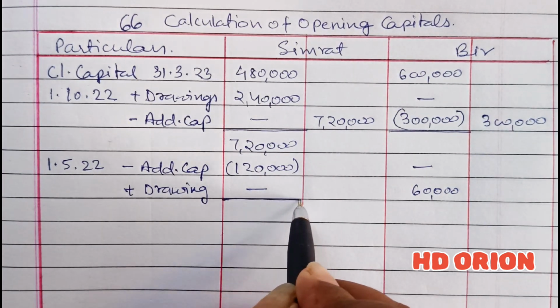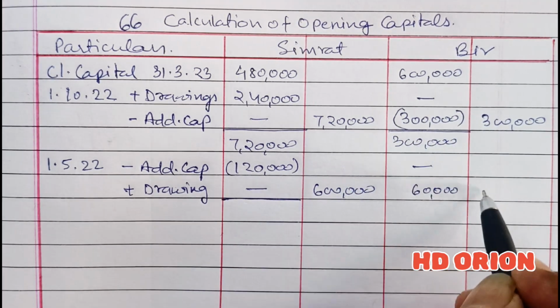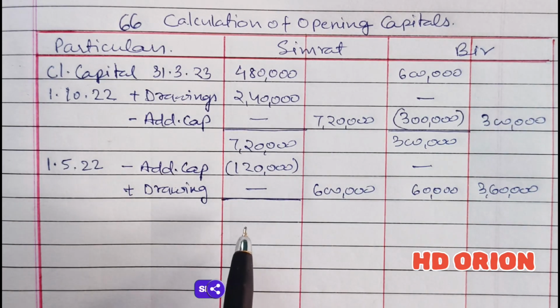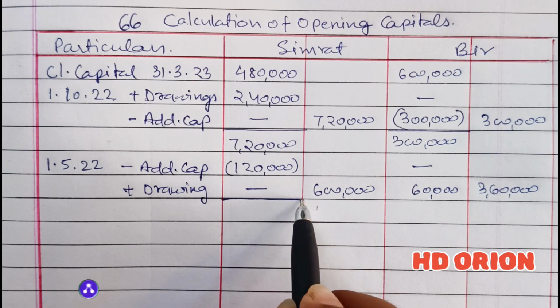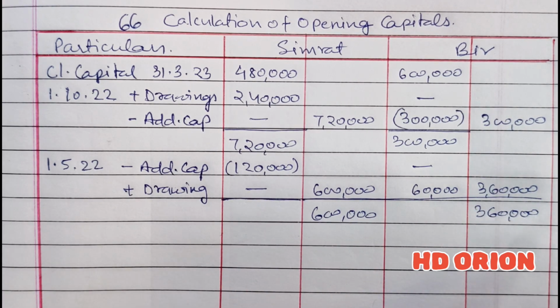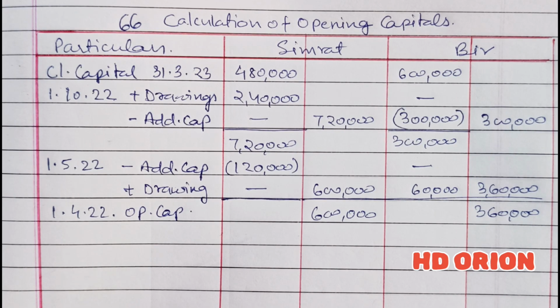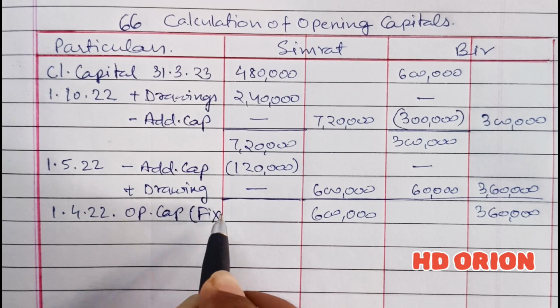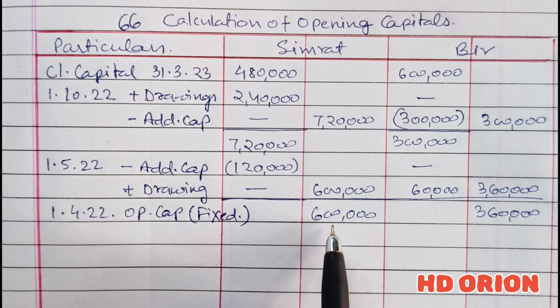Now the new amount of capital is how much? It is 6 lakh for Simrat and 3,60,000 for Veer. And there is no other information regarding additional capital or drawings made out of capital. So on this date, this 6 lakh is our opening capital, and 3,60,000 is the opening capital for Veer. So on 1/4/22, this is our opening capital. When the capital account is fixed, why so? Because we cannot adjust the drawings which are made out of profit in a fixed capital account, and therefore we will stop here, and these are our opening capital balances when the capital accounts are maintained in the fixed method.